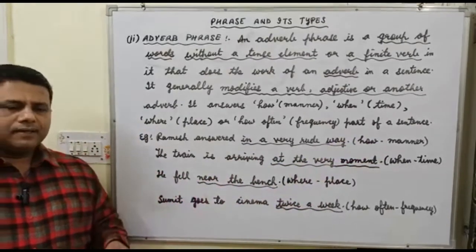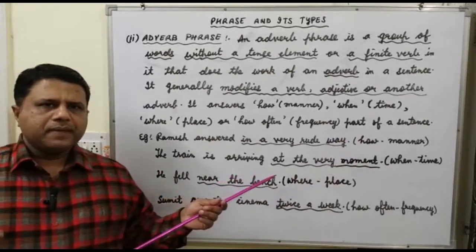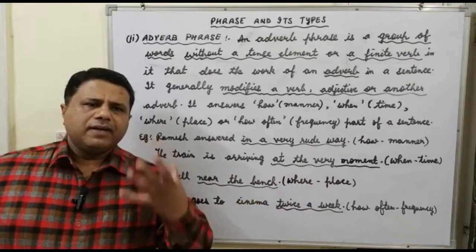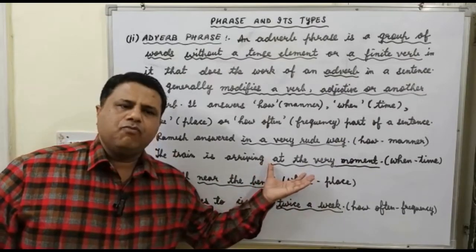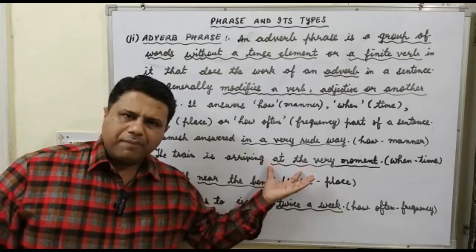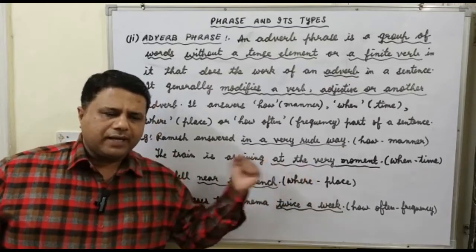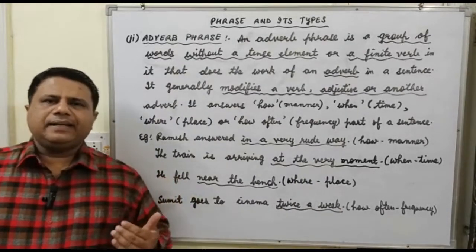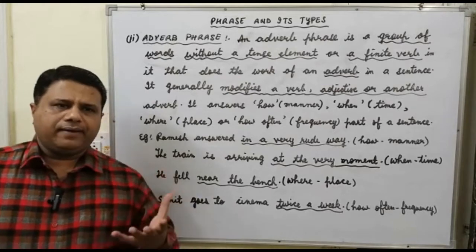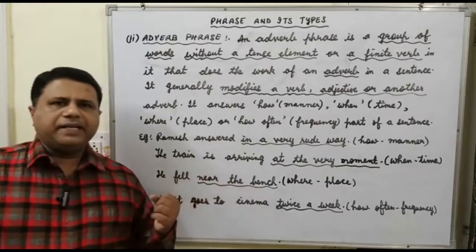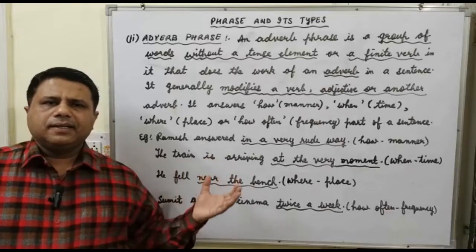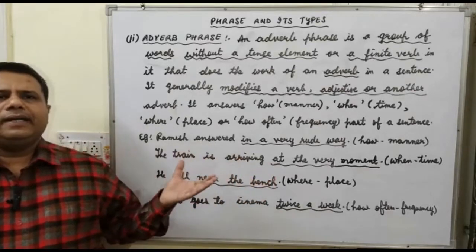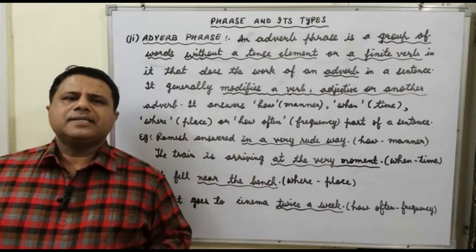The second example, the train is arriving. When? The train is arriving at the very moment. It means the train is going to arrive now. So it answers the when part of a sentence. It tells us about time. Look at the third sentence. He fell. Immediately a question comes to our mind, where? He fell near the bench. So near the bench is an adverb phrase. It tells us about place. It answers the where part of a sentence.